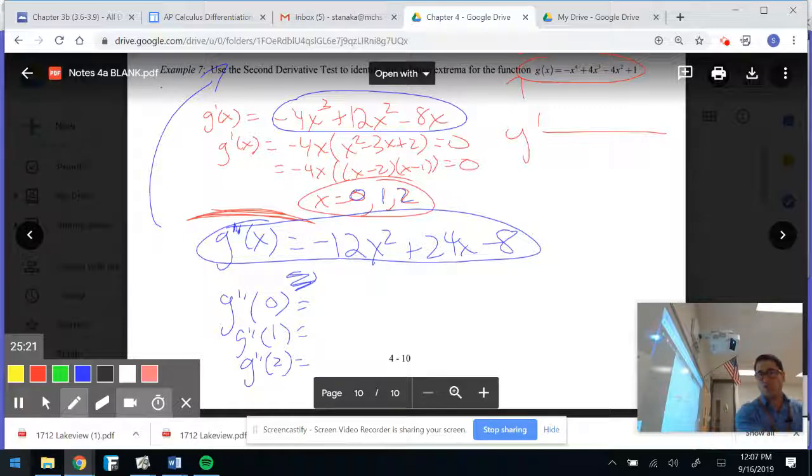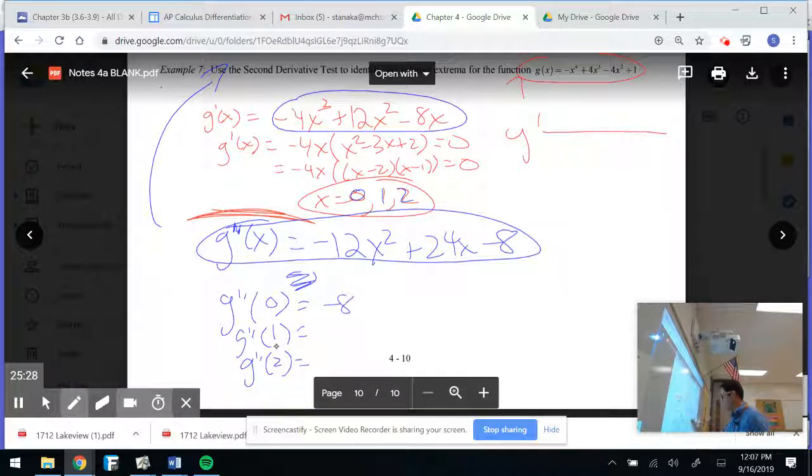Actually, I'll give you the answers right now. If you go g double prime of 0, I get an answer of negative 8. G double prime of 1, and I plug that 1 in there, I get an answer of 4. And g double prime of 2, I get an answer of negative 8. What do those results tell me? Hit that pause button, go up there and see if you can figure it out.